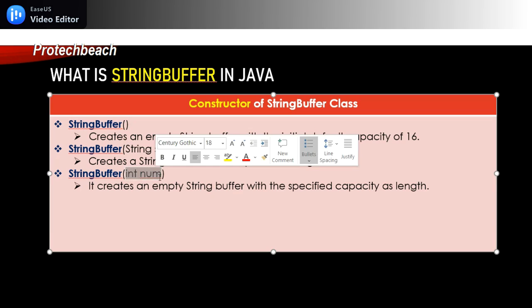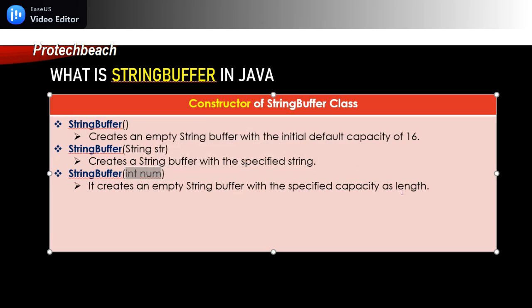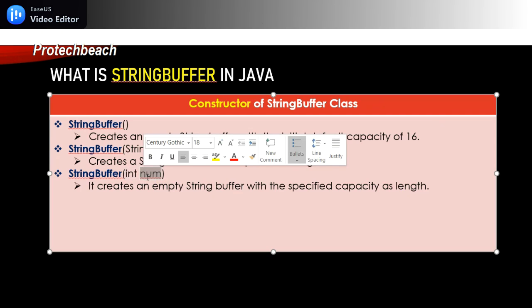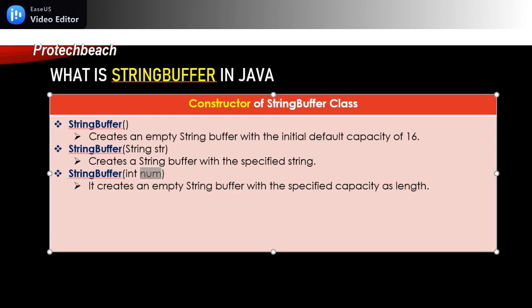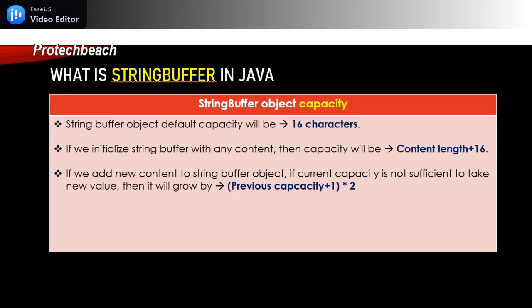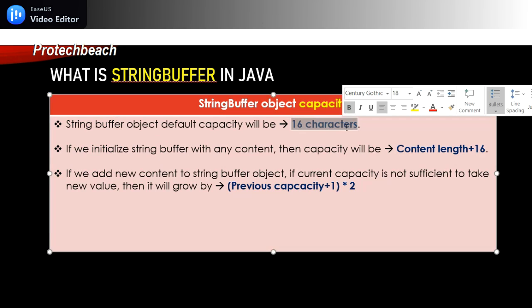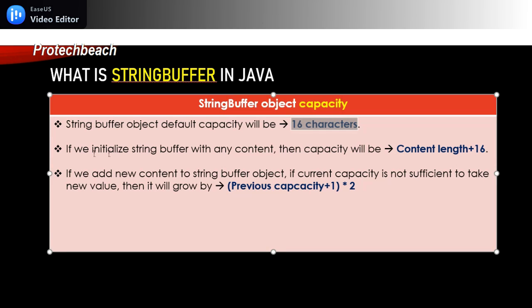If I pass the integer 5, then the capacity will be set to 5. That's why we can modify it: because we are passing an integer value, we are setting the capacity of the StringBuffer object. We'll see in detail how the capacity grows in the case of the StringBuffer. If you don't mention anything here, it will default to 16. Suppose you pass a string value, then the total capacity of the StringBuffer will be the content length plus 16. So this is the capacity.